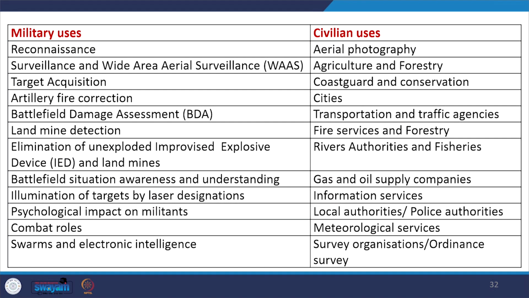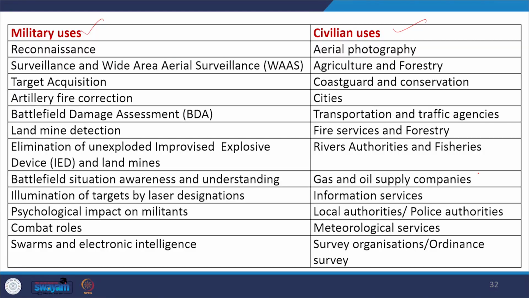So, you can see in this particular table, the first column shows the different military uses. Reconnaissance could be target acquisition, battlefield damage assessment, landmine detection, combat role. So, there are many applications for military use. And when we come to civilian use, it could be taking aerial photographs of an area, applications in the agriculture and forestry sector, smart city applications, fire service, gas and oil supply companies, and meteorological services. So, a large number of applications are there today when we are using it for civilian purposes.